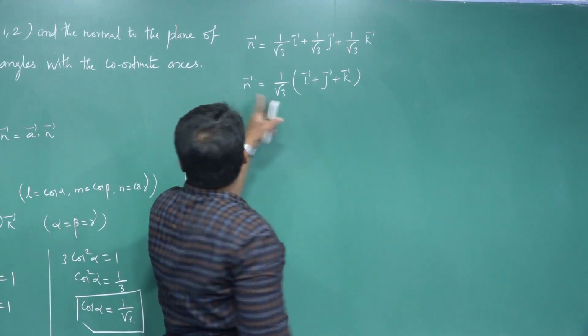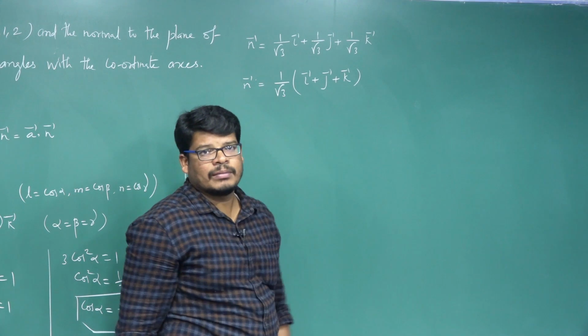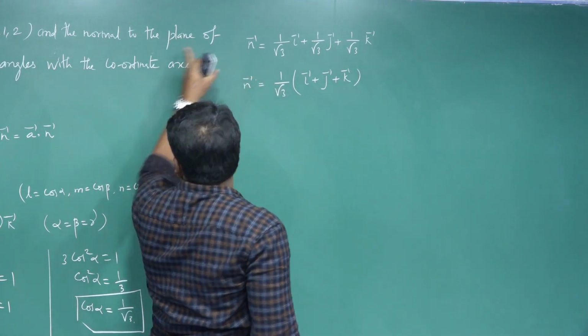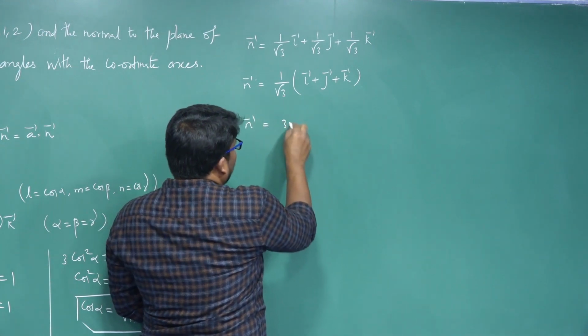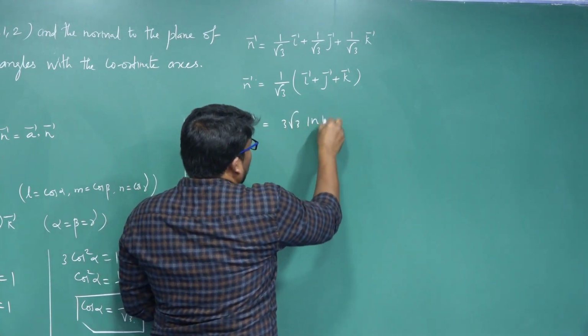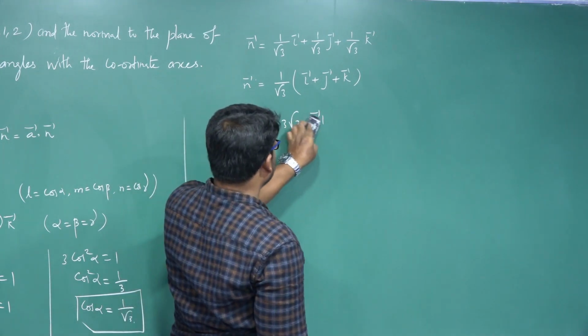The normal vector to the plane has magnitude 3 root 3, so n vector equal to 3 root 3 times the unit vector, that is modulus of n vector times n cap.